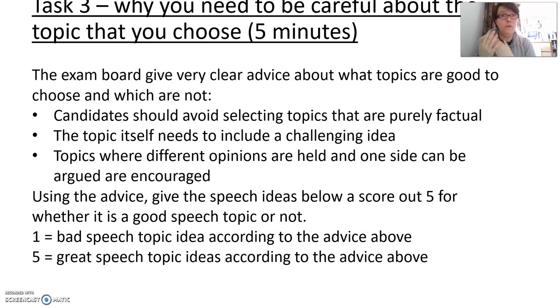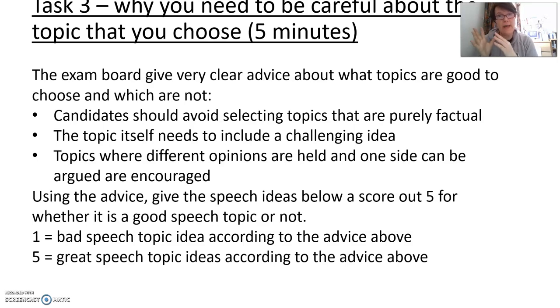This is because if you've got a topic that's purely factual, say you're really interested in something in history and you just want to explain that thing to us, all you're doing is sharing facts. And that means that you can't meet some of the criteria to get the higher passes in the speaking and listening. The topic itself needs to include a challenging idea, topics where different opinions are held and one side can be argued are encouraged. And these are the best sort of topics to choose.